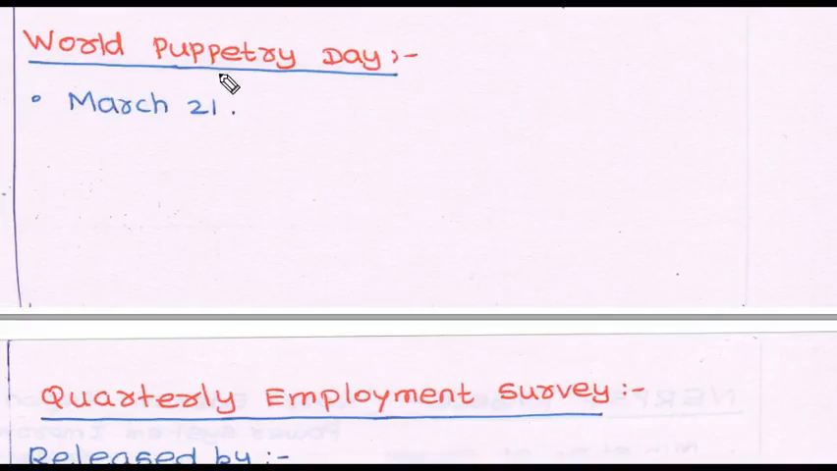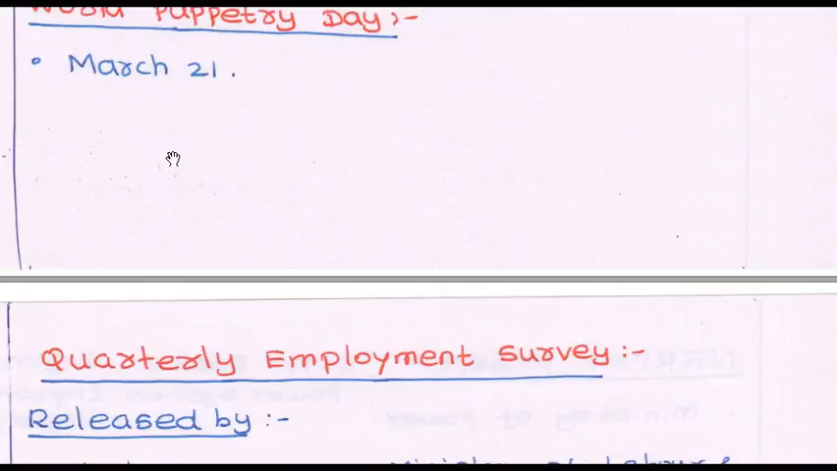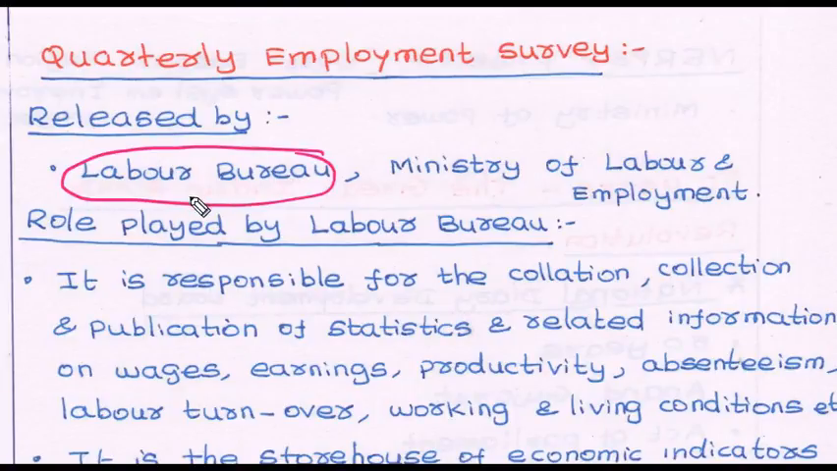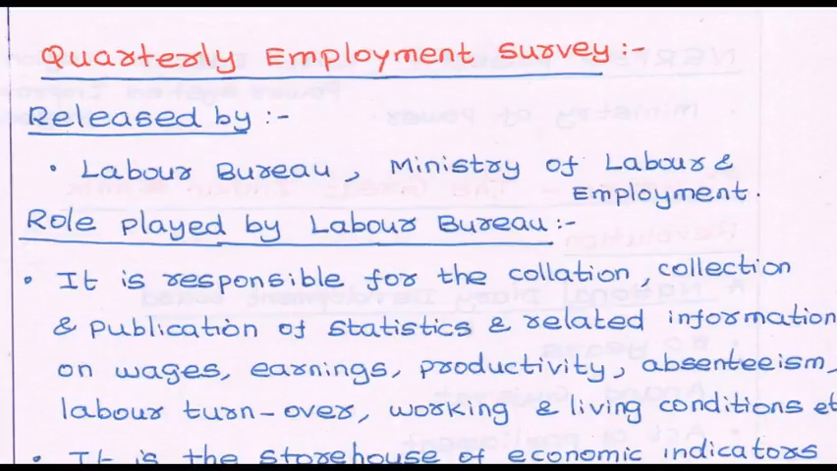Another important fact that came in the news is that World Puppetry Day is observed every year on March 21st. The last topic that we are going to discuss today is the Quarterly Employment Survey. The Quarterly Employment Survey is released by the Labour Bureau, which is functioning under the Ministry of Labour and Employment.